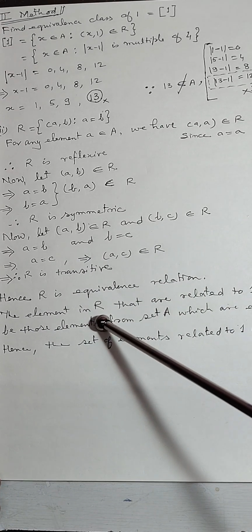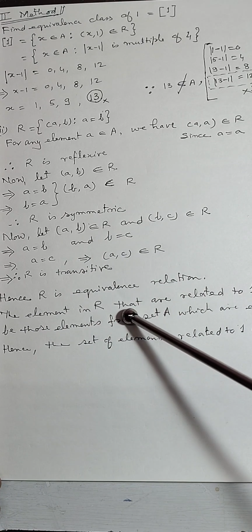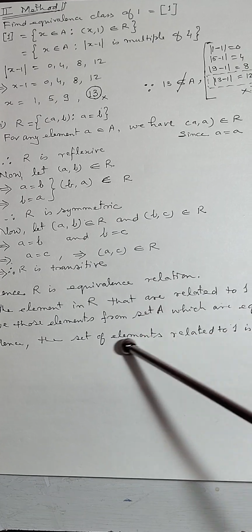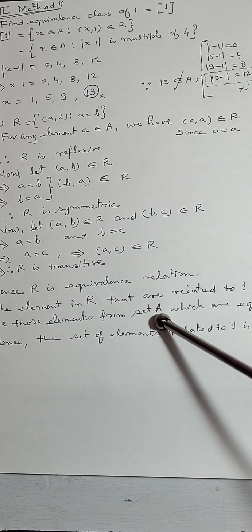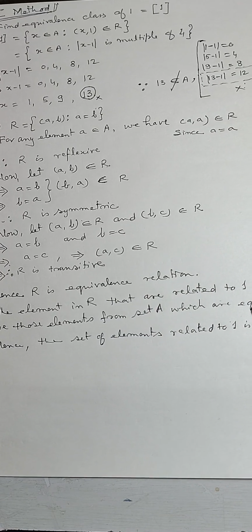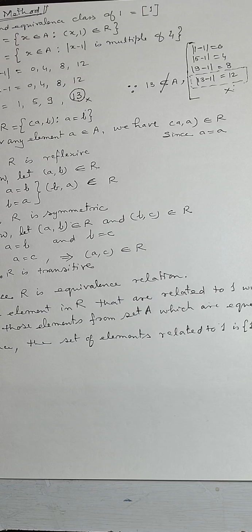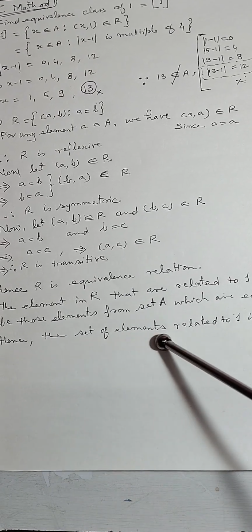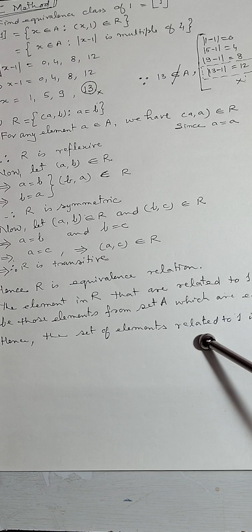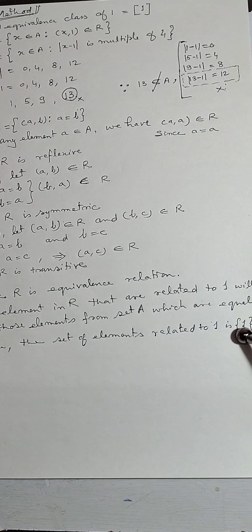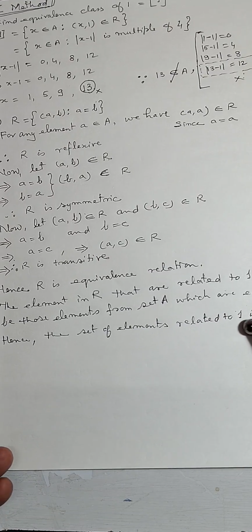The elements in relation that are related to 1 will be those elements from the set A which are equal to 1. Hence, the set of the elements related to 1 is {1}. That's all.